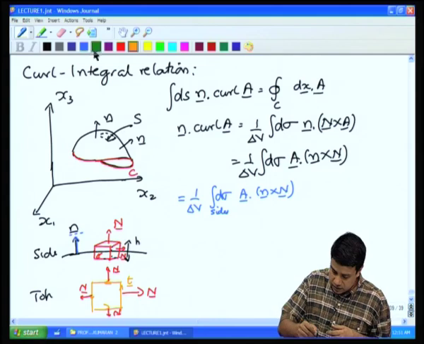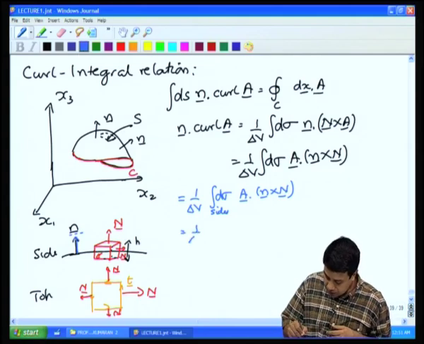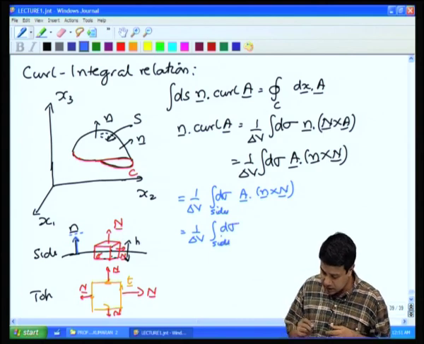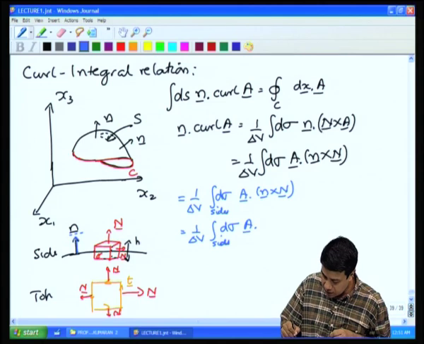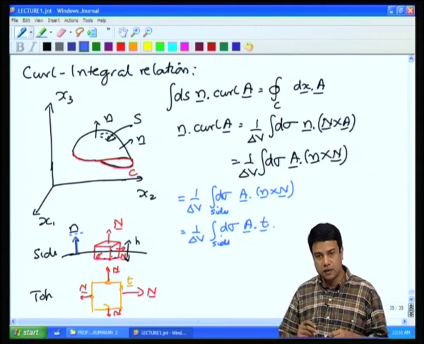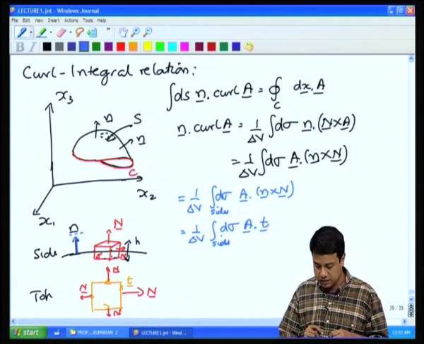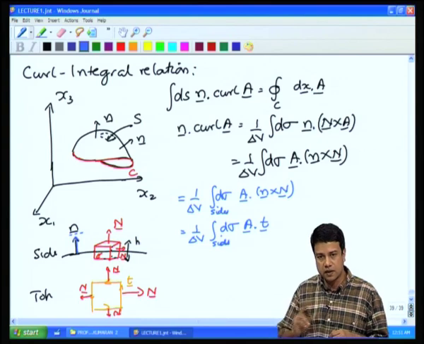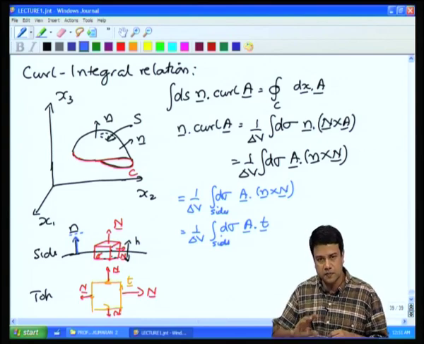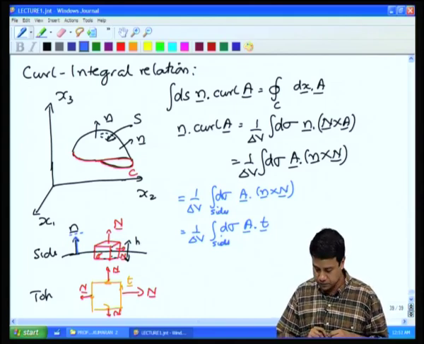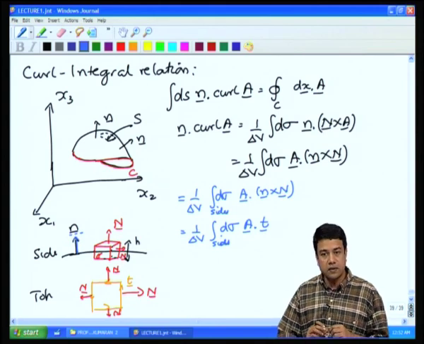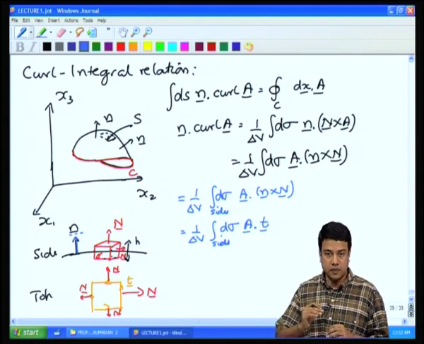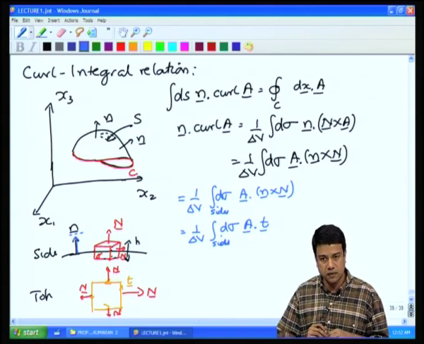So, this thing becomes 1 over delta V integral over the sides of d sigma of A dotted with this tangent vector, the tangent vector along the four sides, directed in the direction of the cross product between capital N and small n. In this particular case, since we are using a right handed coordinate system, we use the right hand rule. So, I have integral only over the sides. The top and bottom integrals are 0.